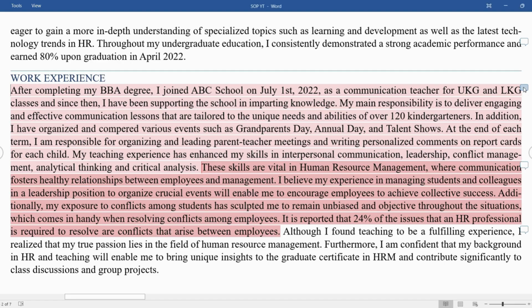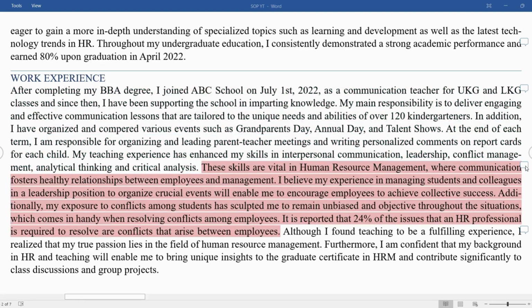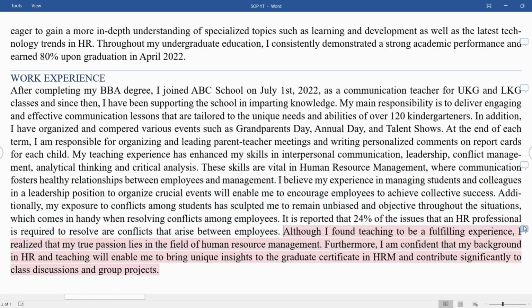So you have to always connect the work you did to how it's going to help you in the course which you are going to pursue. It's a little bit of research, that's all it is, and you can do it too.